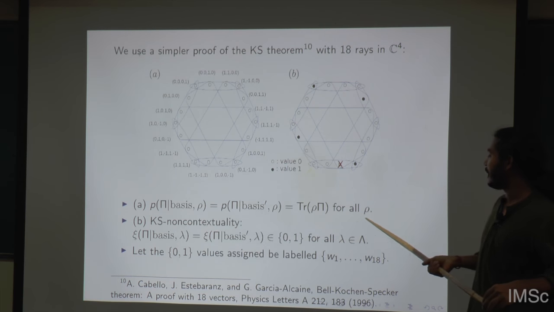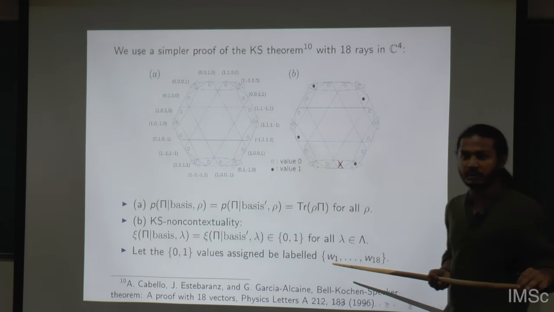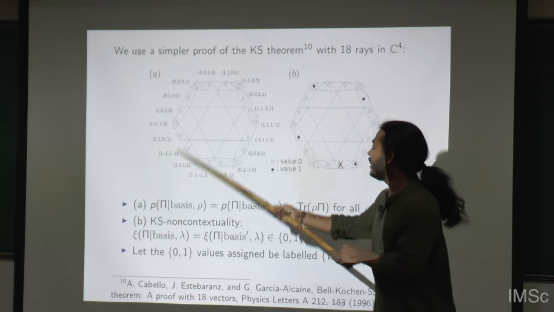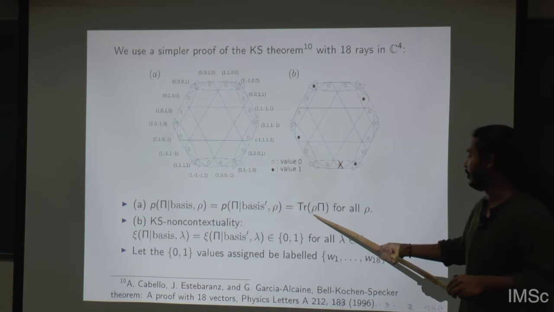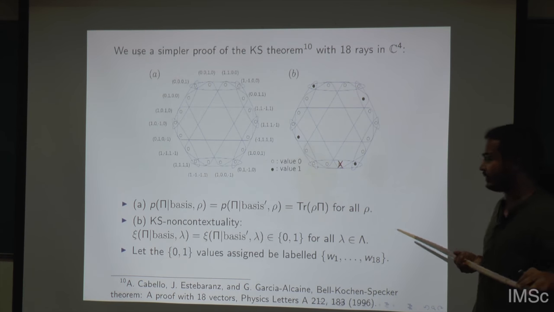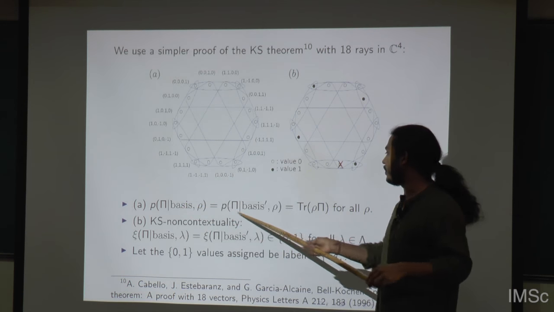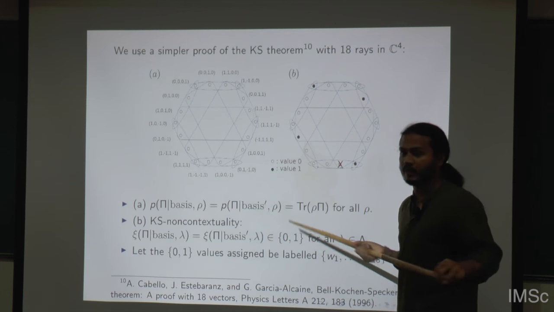And this is equal to trace rho pi for all rho. So this is an operational equivalence in quantum theory, right? So regardless of which basis pi appears in, the prediction for that outcome is going to be the same for all states. So that's an operational equivalence between these two measurement events, pi given basis and pi given basis prime.